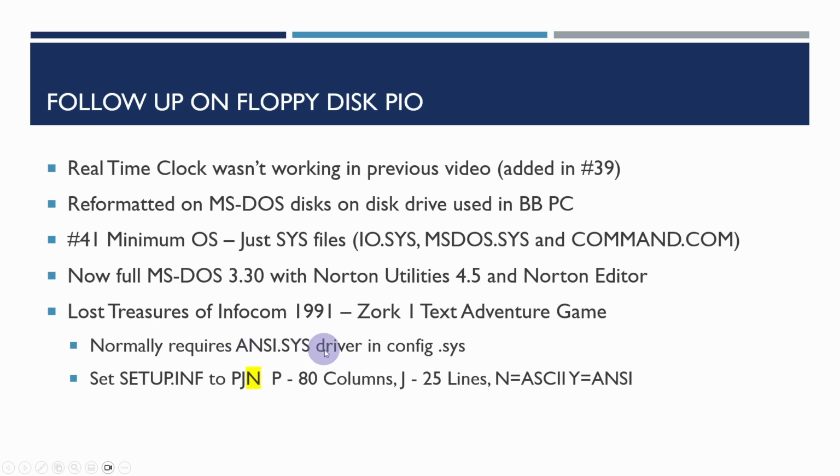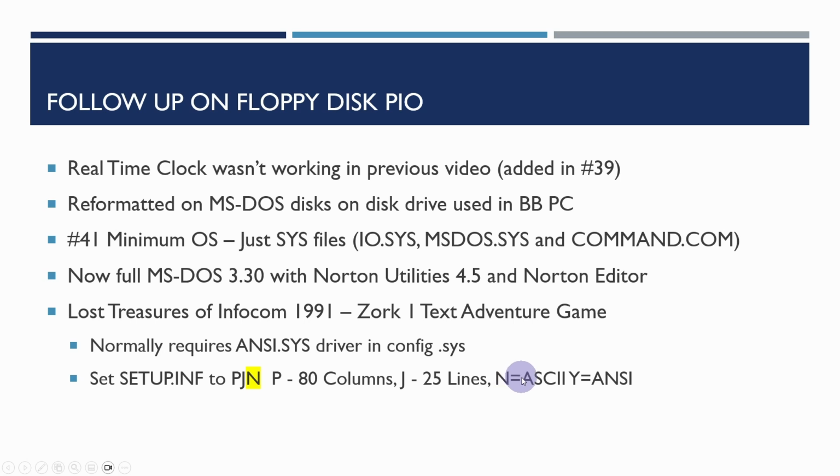Some of the video handling wasn't quite right. But what I did find out is in the setup.inf file, which actually sits in the folder with Zork, that there are a couple of characters in here. The P indicates 80 columns, J25, and then by default it's set to Y, which means enable ANSI codes, but by setting this to N, then we just get ASCII. And you'll see when we go into the Zork that it will look pretty much okay.